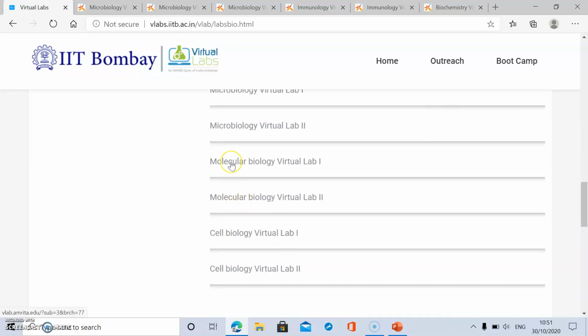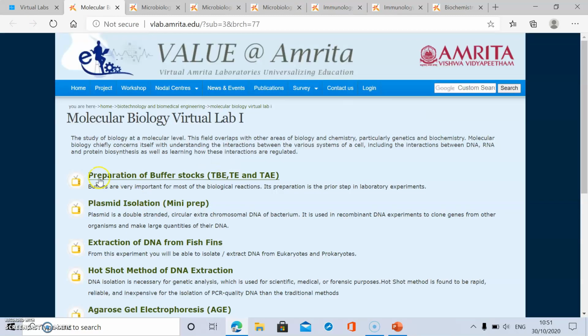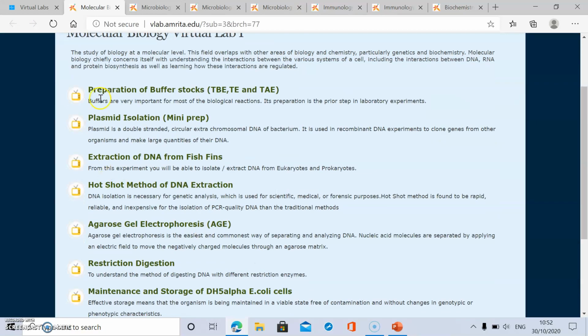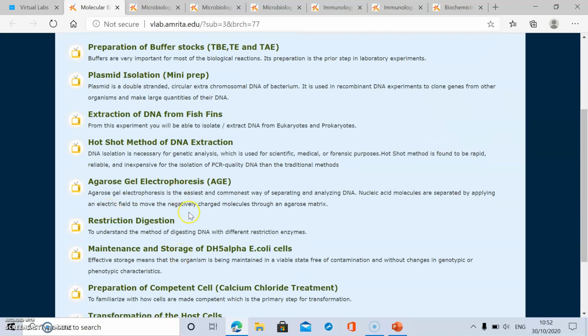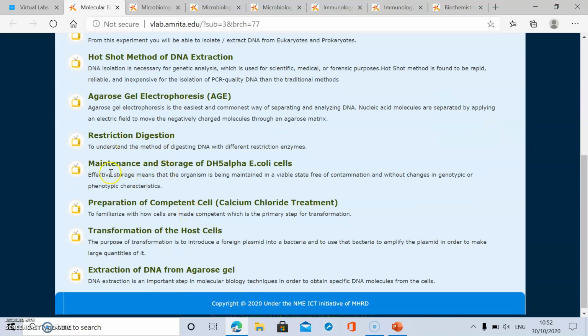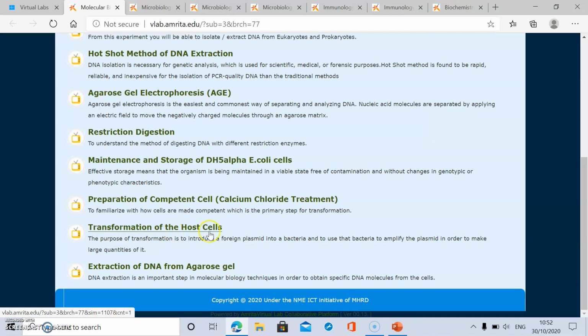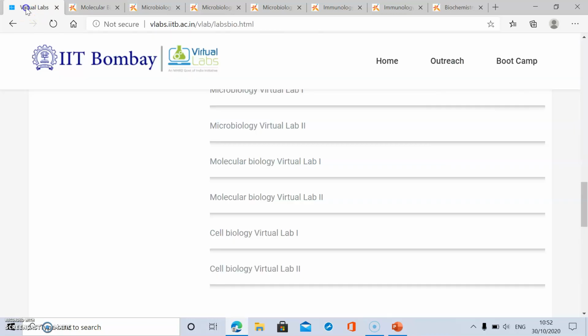Then the molecular biology virtual lab. These are the experiments: preparation of buffer stocks, plasmid isolation, extraction of DNA from fish fins, hot shot method of DNA extraction, agar gel electrophoresis, restriction digestion, maintenance and storage of DH5 alpha E. coli cells, preparation of competent cells, calcium chloride treatment, transformation of the host cells, and extraction of DNA from agar gel.